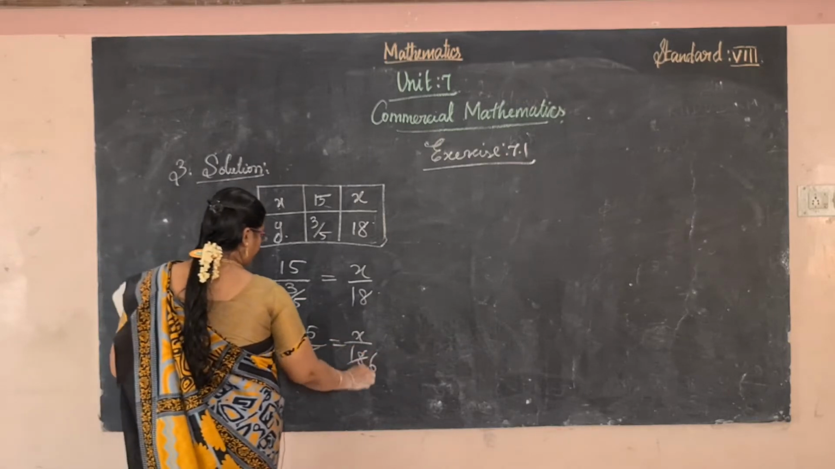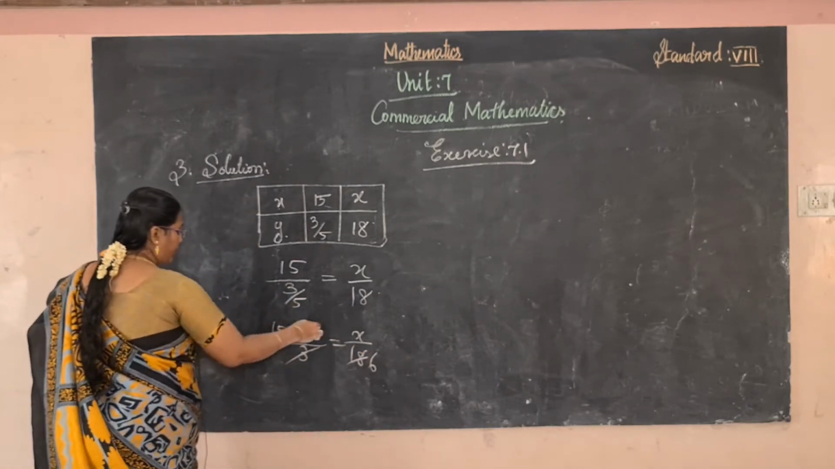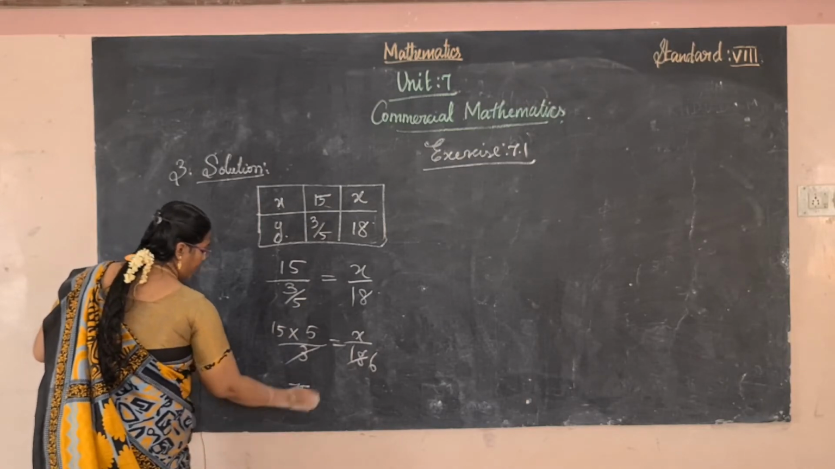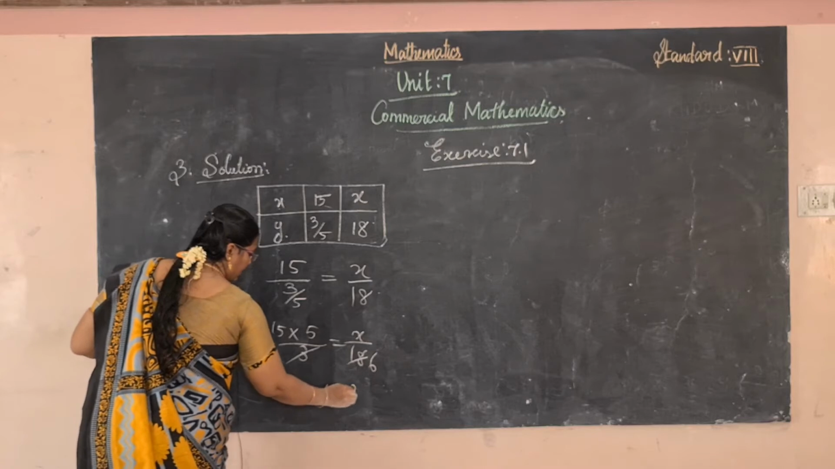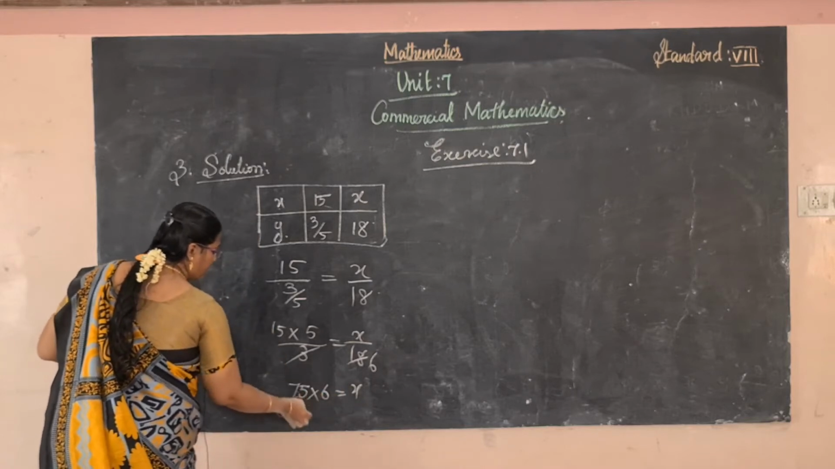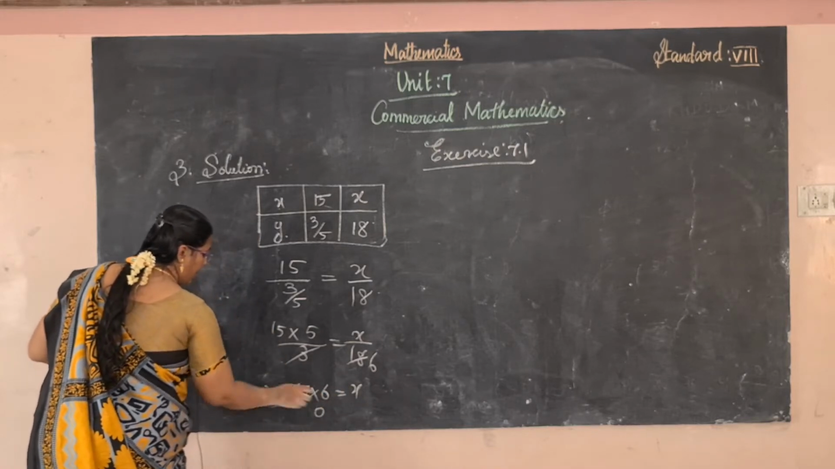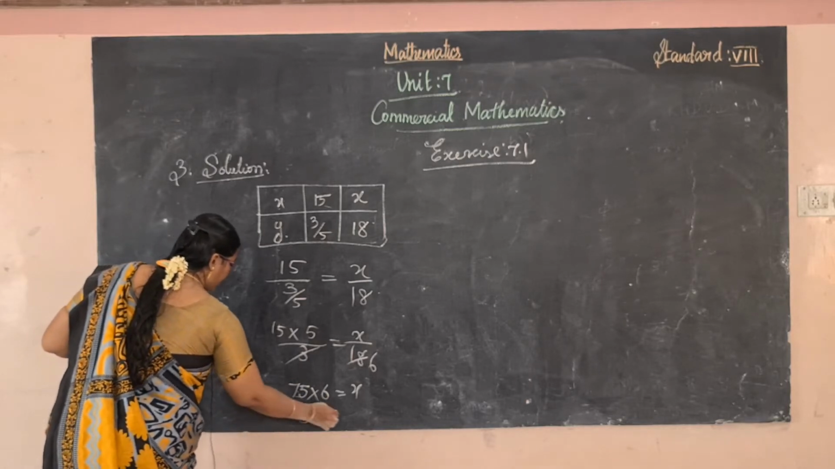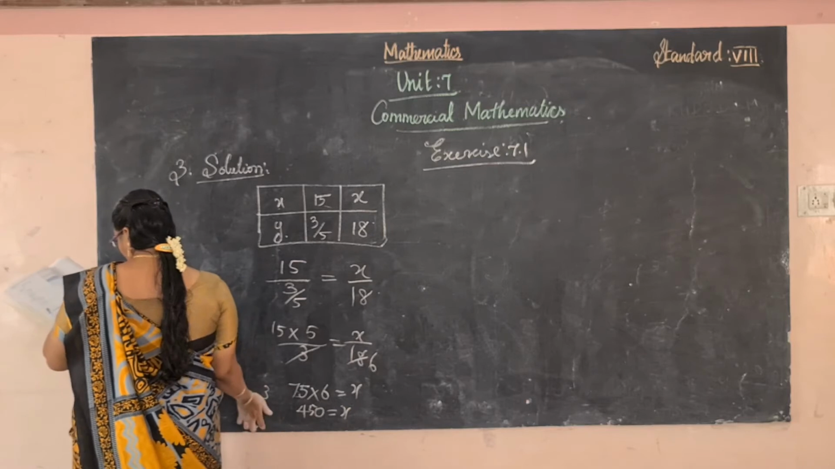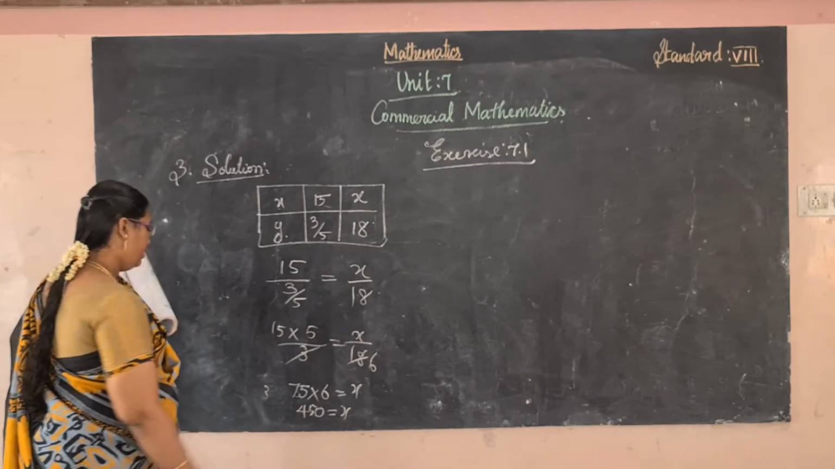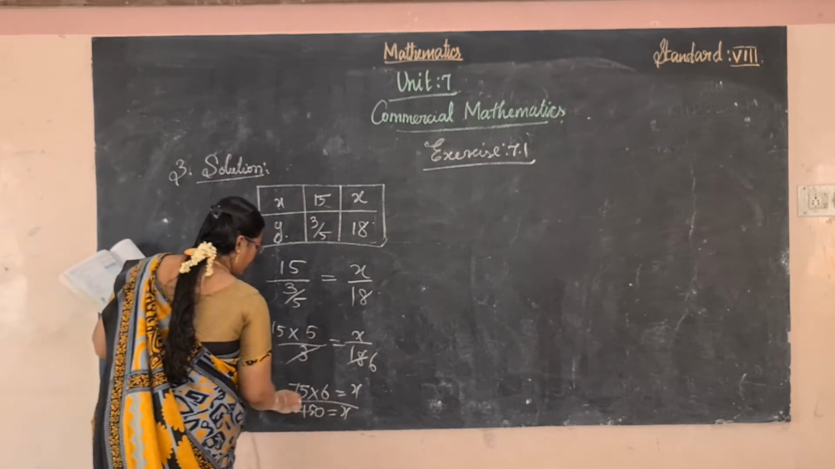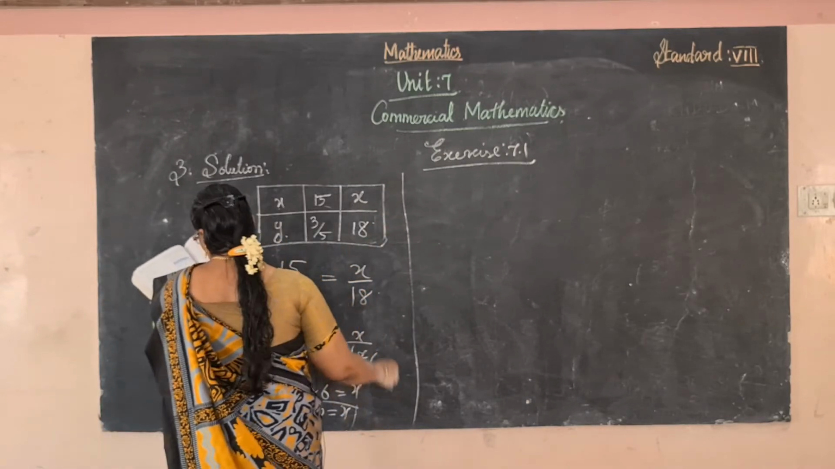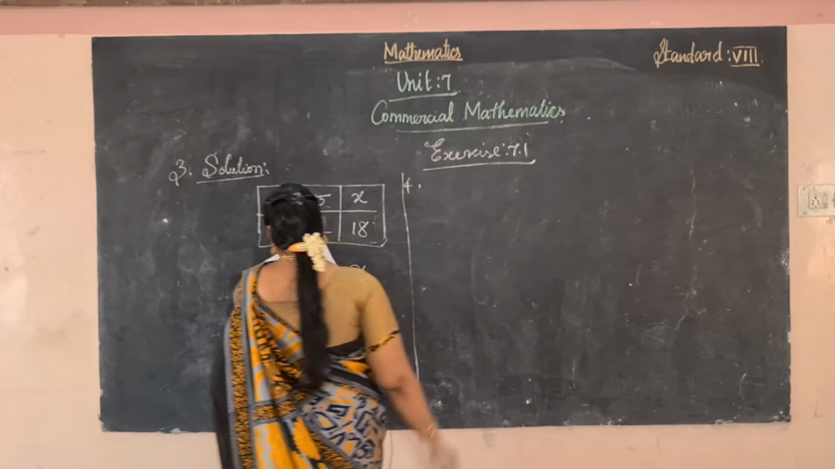Now multiply. 15 fives are 75, into 6 equals x. Now multiply these values: 6 fives are 30, 6 sevens are 42, 45. So x equals 450. The value of x is 450.